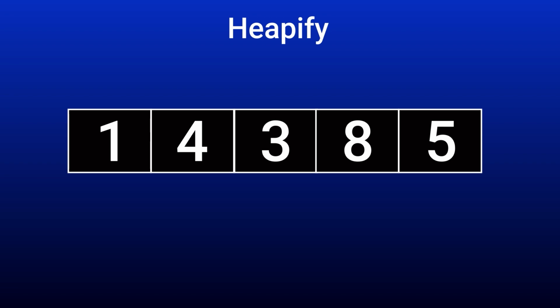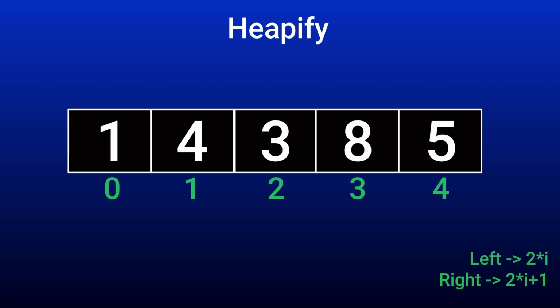Now, what's this? I said that the array is converted into a heap, but here we see the array is as it is. Only the elements are shifted to some random positions. What's going on? If you know about trees, then you know that each element's left child is 2 times i, and each element's right child is 2 times i plus 1, where i is the index of the element in the array. Let's see, is it true?